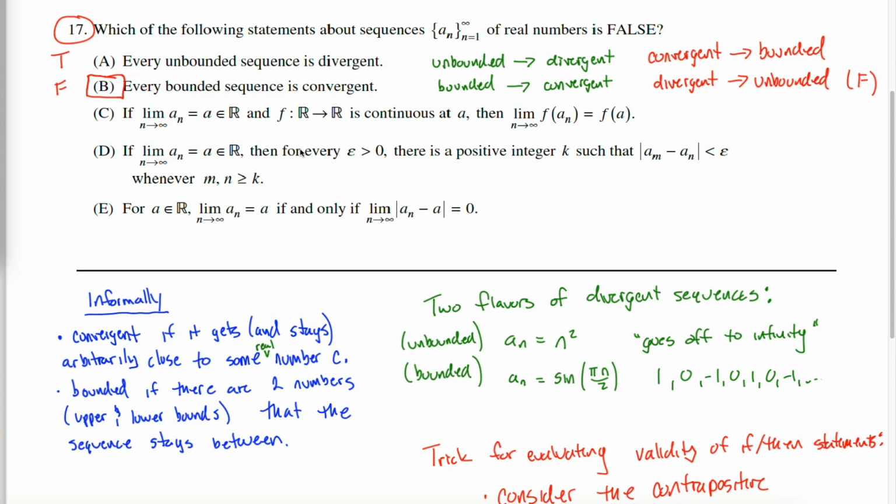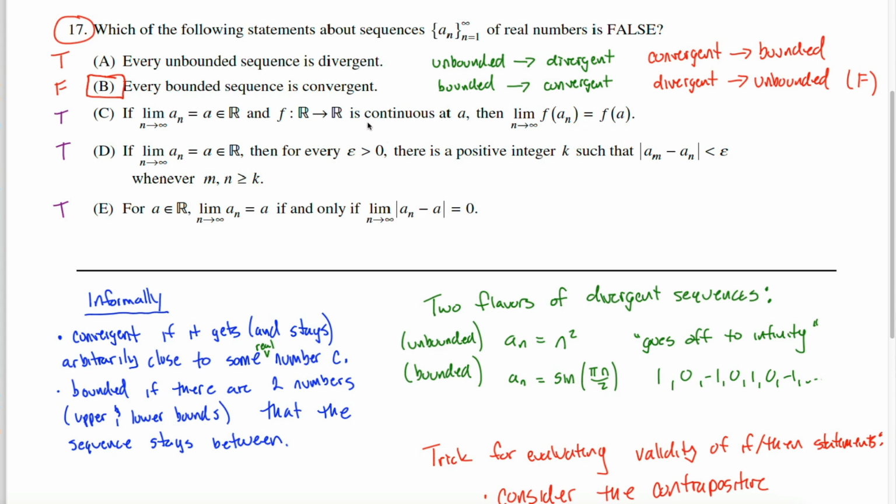We know the answer, so we're done with the problem, but it's worth going through C, D, and E. We know they're all going to be true, but we should still argue about why they're true in case that knowledge serves you in a different problem. So C says, if the limit as n approaches infinity of a(n) equals a, in other words, if my sequence converges to the number a, and there's some function mapping the reals to the reals that's continuous at a, then the limit as n approaches infinity of this new sequence is equal to that value f of a.